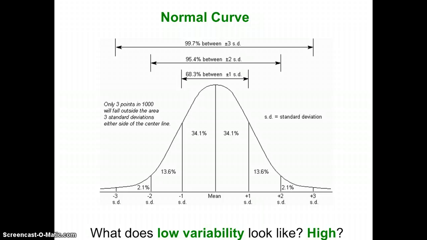The next slide shows a normal curve, a concept we'll look at more closely in our unit on testing. A curve with low variability would be taller and skinnier in the middle, while a curve with high variability would be flatter. Results are more significant when there's low variability.